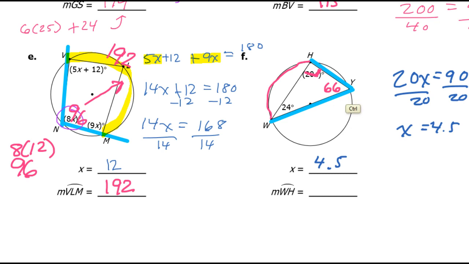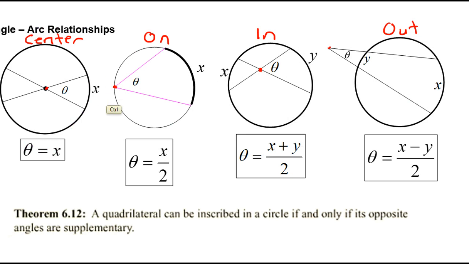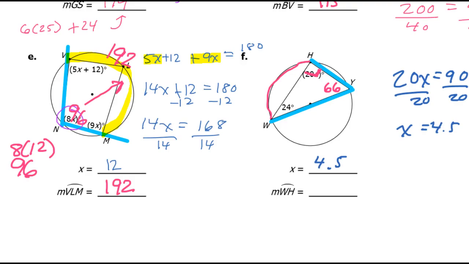Now that angle is on the circle. So as we know from these formulas, if the vertex is on the circle, the arc is double the angle. The angle is half the arc. So I need to double this. Okay, so this is going to be 132.